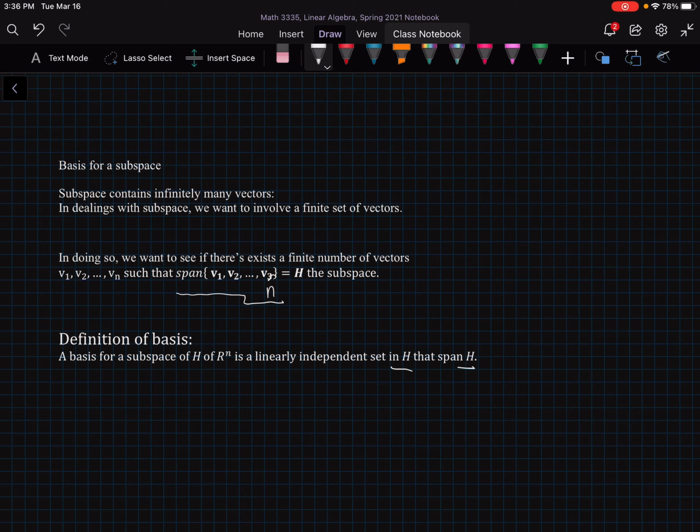We have three properties we talked about before. When you're given a subspace, which is a set, it's possible to find a finite set of vectors such that every element in the subspace H can be expressed as a linear combination of these finite number of elements. Let's look at some examples here.